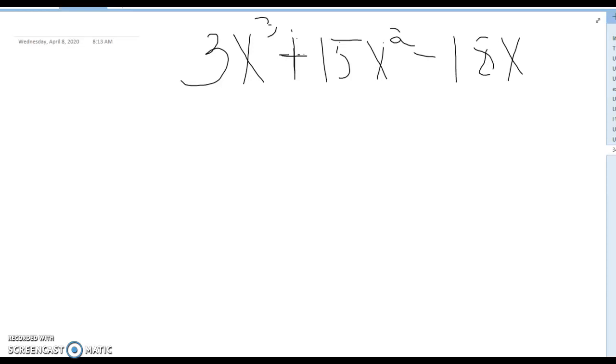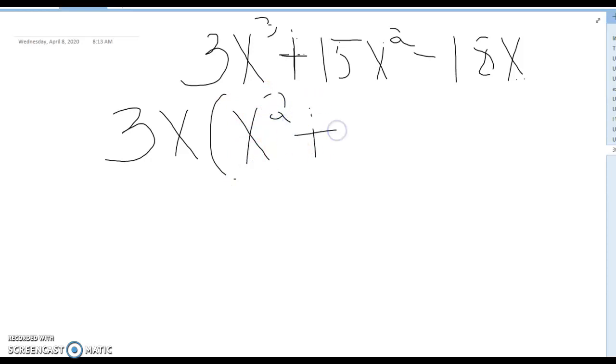Looking at all sides of the plus and minus signs, I can factor out a 3. And I can factor out an x. And when I do that, I would have x squared here plus 15 divided by 3 is 5, and x squared divided by x is x. The signs are all staying the same. I'm not doing anything with those. If I factor out a 3 from 18, it's like saying 18 divided by 3. I have 6, and then x divided by x is just 1. So now I have 3x times the quantity x squared plus 5x minus 6.